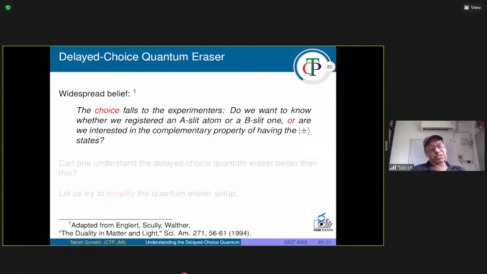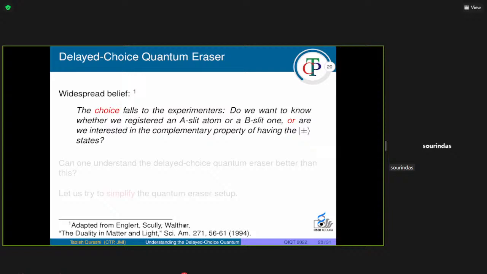So how people have understood this is a widespread belief, which is mostly due to Englert, Curry and Walther. There has been a lot of huge debate. Sorry, Tabish, can I interrupt you? Yeah, sure. There is one question on this. Do you want to take it now or later, as you wish? It's probably relevant to what you are saying now. I'll take it now.